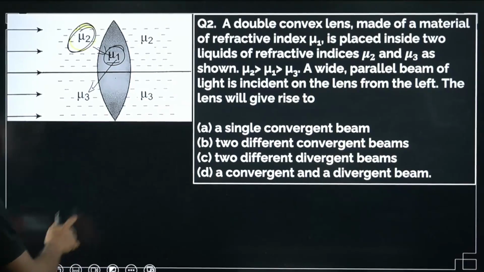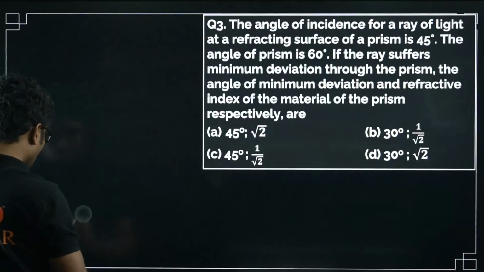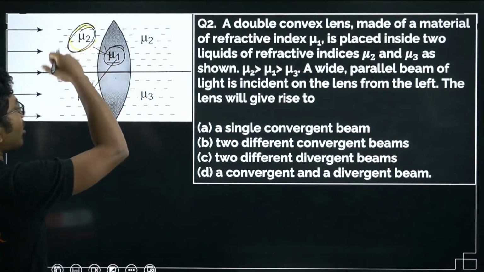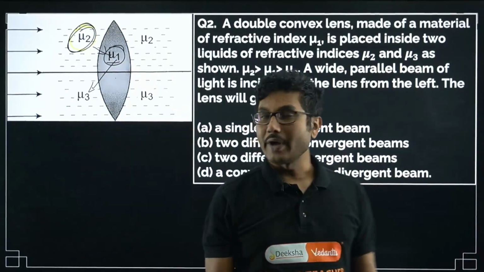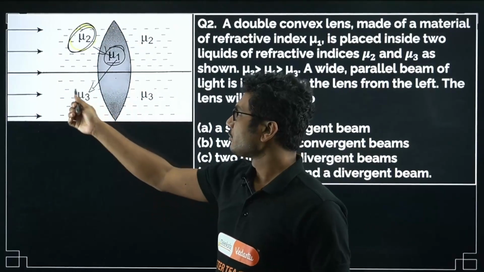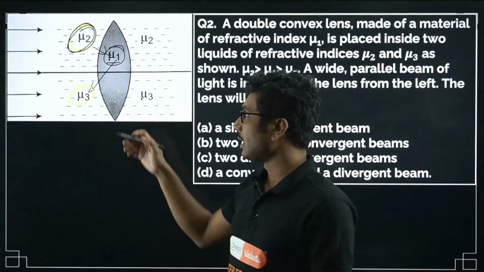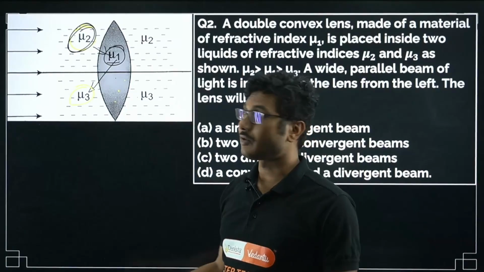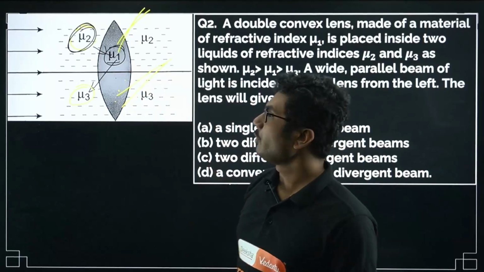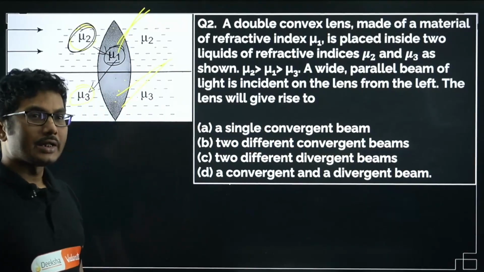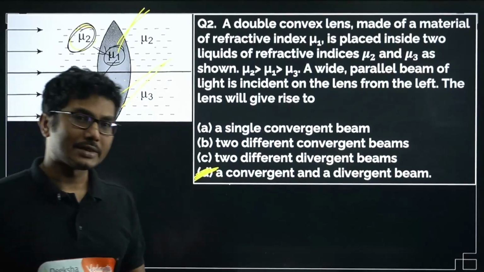So if you observe this, the refractive index of the outside is more than that of the inside for the top part. So the top part of the lens will become a divergent lens, whereas the bottom part is a normal case. Air and glass generally give you a convergent ray. This is a convergent lens obviously, so it should give you a convergent ray, but the top part will give you a divergent ray, and the bottom part will give you a convergent ray. So you will get a convergent as well as a divergent ray.